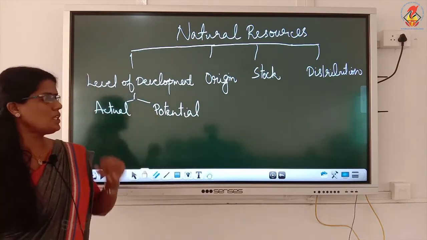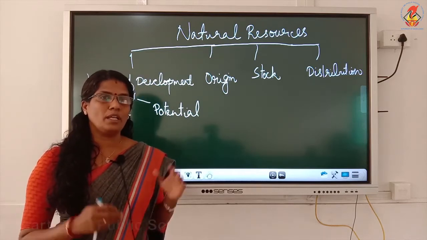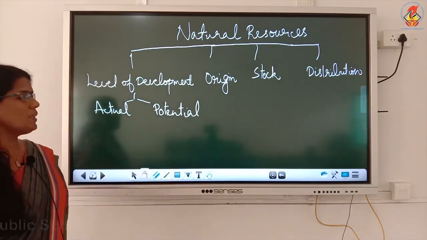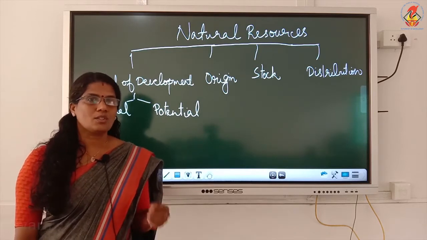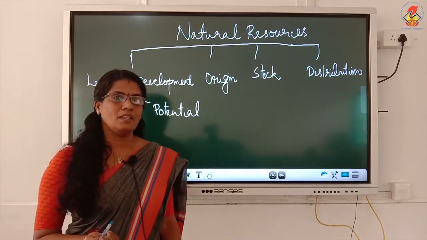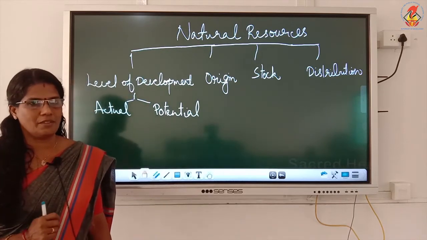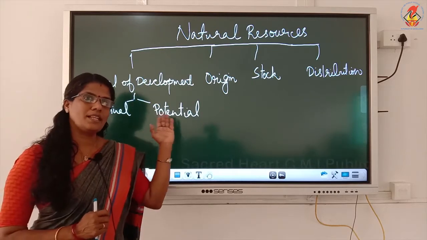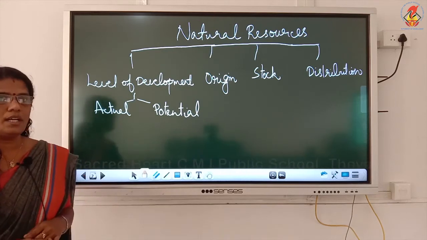For example, potential: uranium found in Ladakh. Uranium resources are there, but we are not using them at present. For actual resources, we can give the example of dark soils in Deccan Plateau. The quantity is known. We have studied this in class 6 and 7. Yes, black soil in Deccan Plateau is used for cotton cultivation. Clear? Now, after a certain time, potential resources can be converted into actual resources.